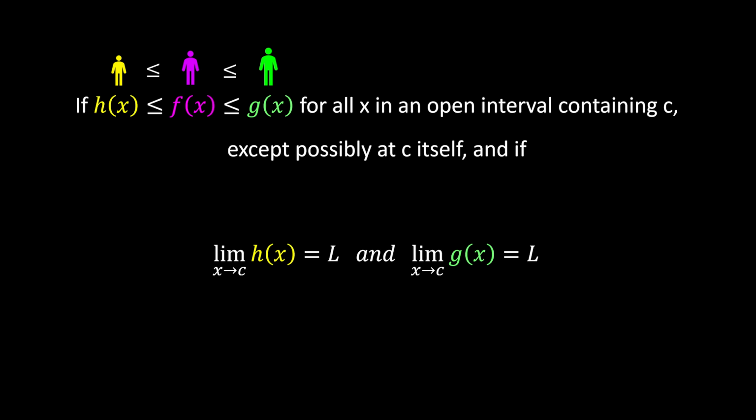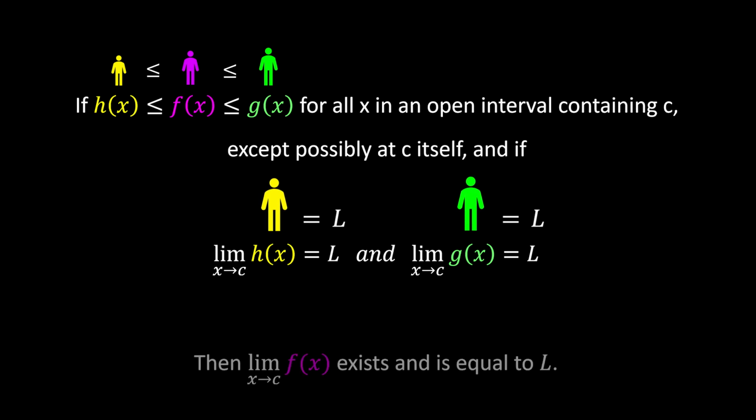As x approaches c, if the limit of h of x is L, and the limit of g of x is also L, this means that the height of the youngest brother approaches L meters, and the height of the eldest brother also approaches L meters. Then, as x approaches c, the limit of f of x exists and is equal to L. This means that the height of the middle brother, being sandwiched between the other two, ultimately becomes L meters.